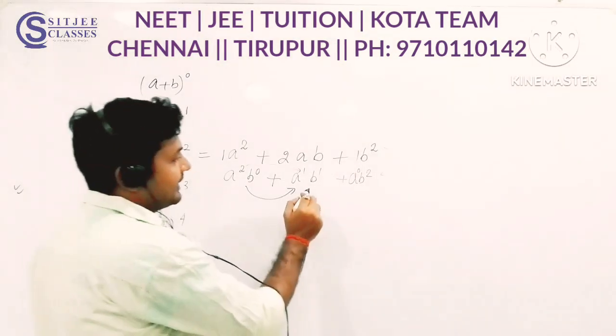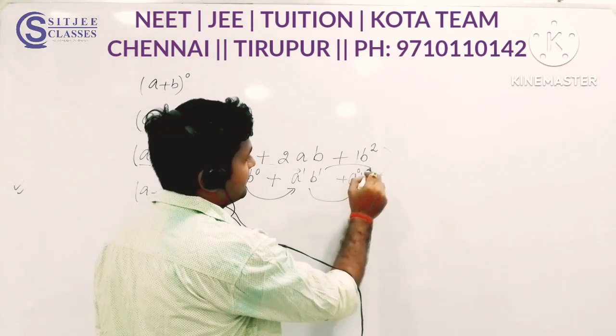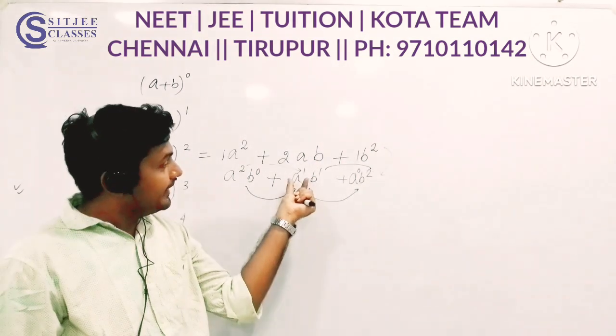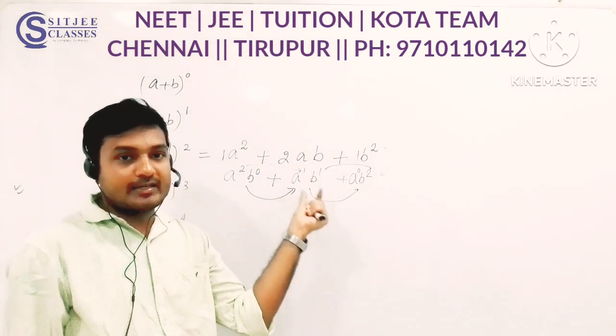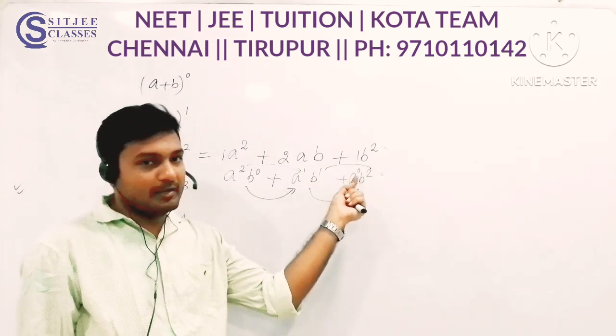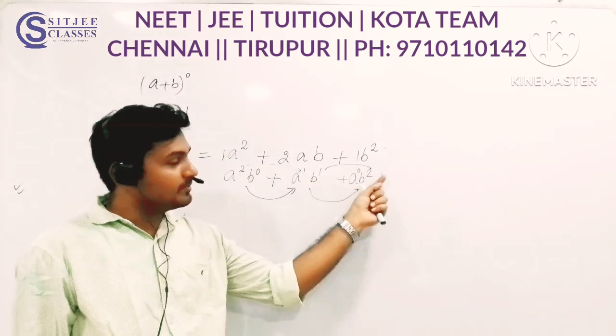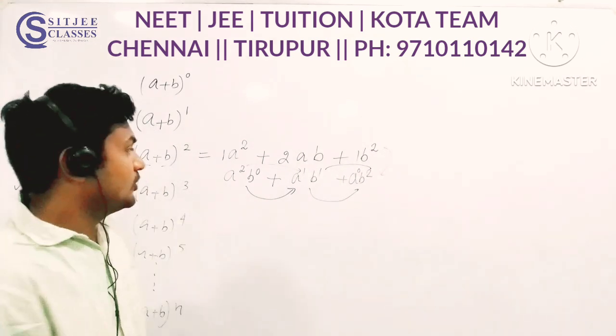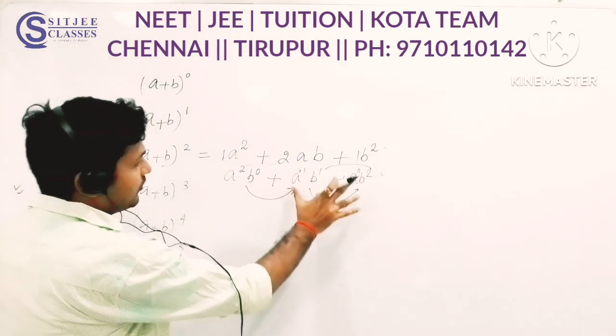Next term, again A is decreased by 1 and B is increased by 1. Here A power 1 is there. If you decrease 1, so 1 minus 1 will become 0. And B is increased by 1, so 1 plus 1 will become 2. Yes or no? So this is the noticed part.